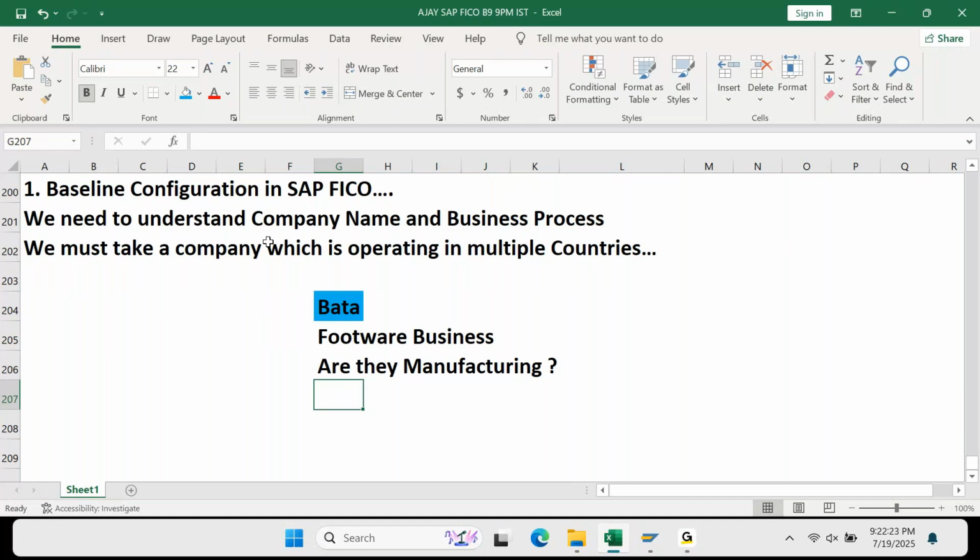Now, recollecting this, Bata is your footwear business, and they are trying to do the footwear manufacturing. To do the footwear manufacturing, they need to understand market requirement or not. Let's say currently it is the season where all schools are getting reopened, all colleges are getting reopened. Now, Bata might be targeting to manufacture more school shoes, more college shoes and all. Agree?